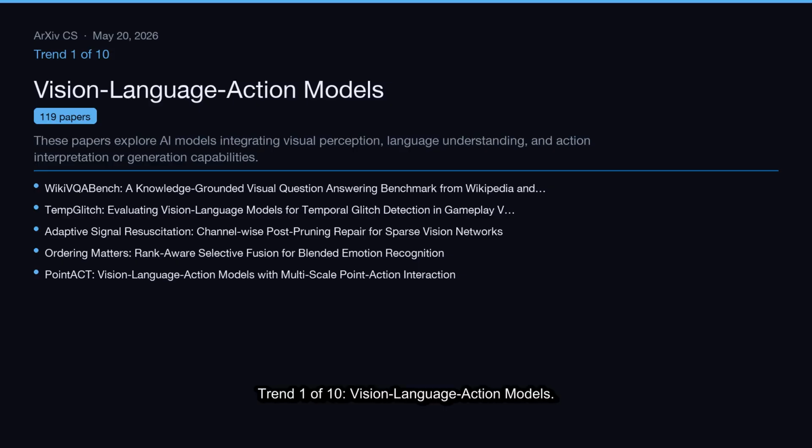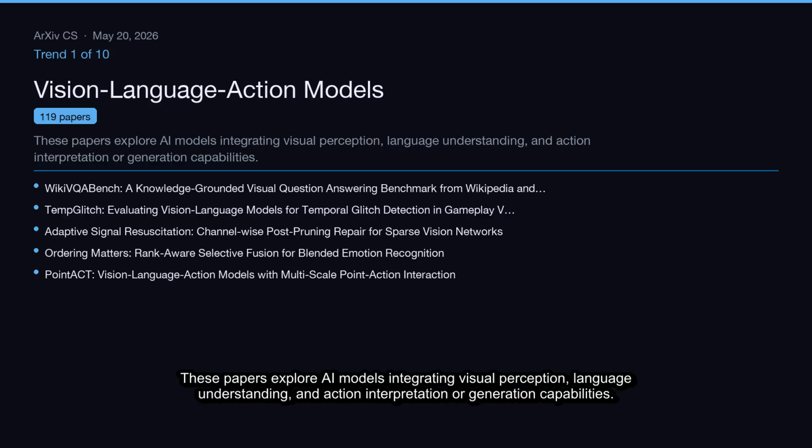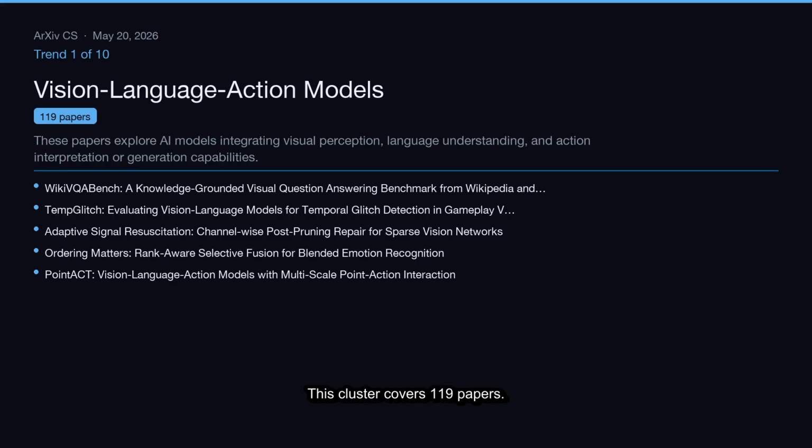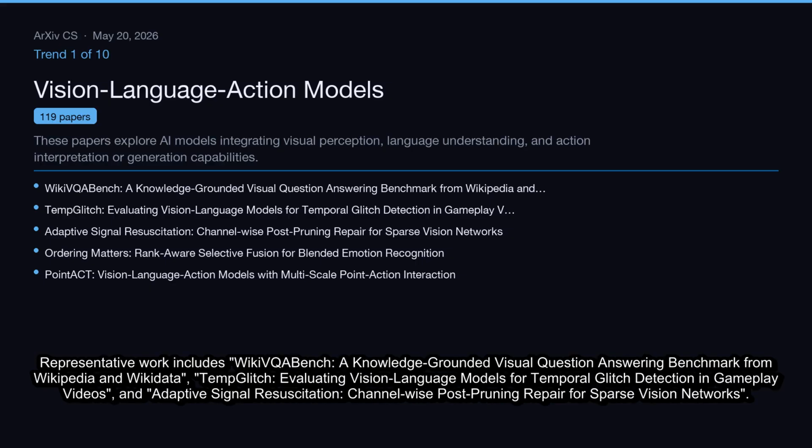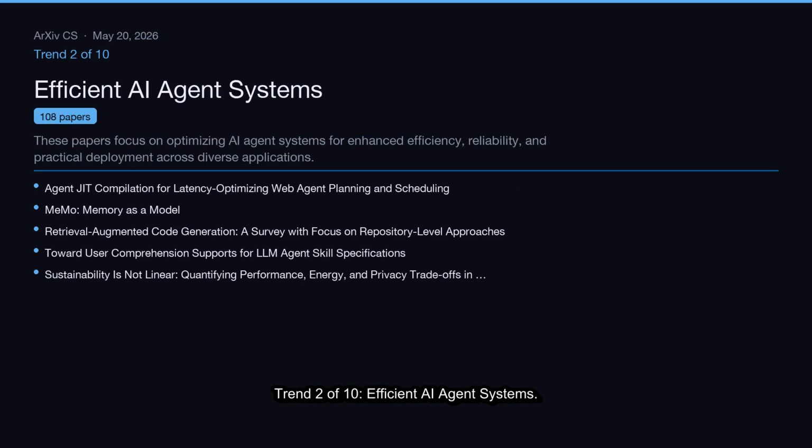Trend 1 of 10, Vision Language Action Models. These papers explore AI models integrating visual perception, language understanding, and action interpretation or generation capabilities. This cluster covers 119 papers. Representative work includes WikiVQ Bench, a knowledge-grounded visual question-answering benchmark from Wikipedia and Wikidata, Temp Glitch, evaluating vision language models for temporal glitch detection in gameplay videos, and Adaptive Signal Resuscitation, channel-wise post-pruning repair for sparse vision networks.